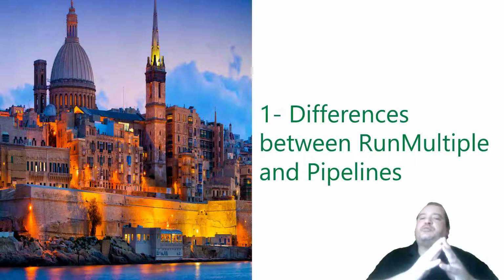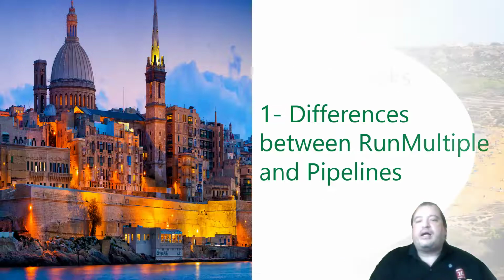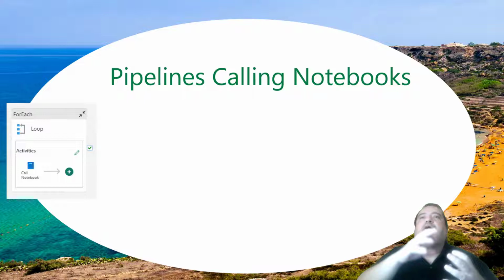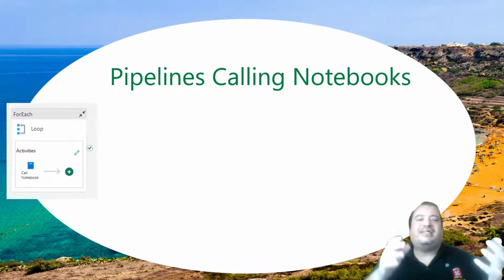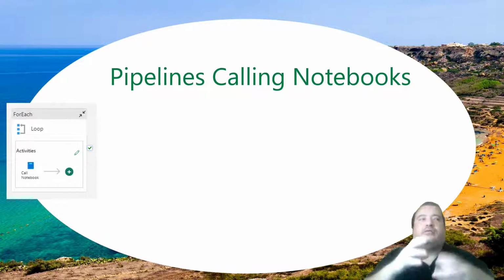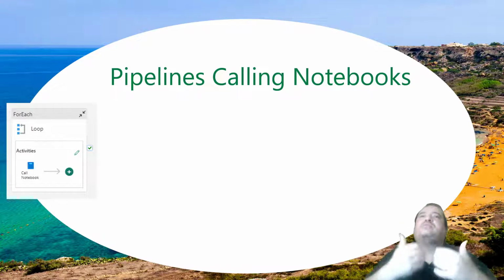First, difference between RunMultiple and pipelines. What do I mean about that? I mean that if I use a pipeline, I can execute a notebook. So I have an activity in a pipeline which can call a notebook, and I can use this activity from inside a loop. There is no problem. So what's the difference of orchestrating the notebooks from a pipeline or orchestrating the notebooks from inside the notebook?